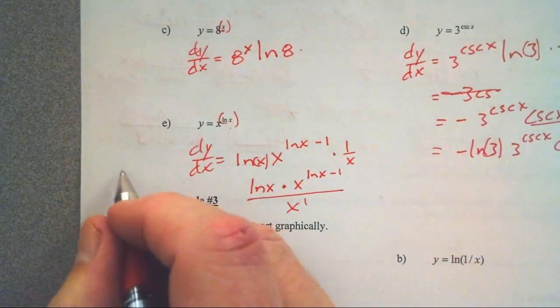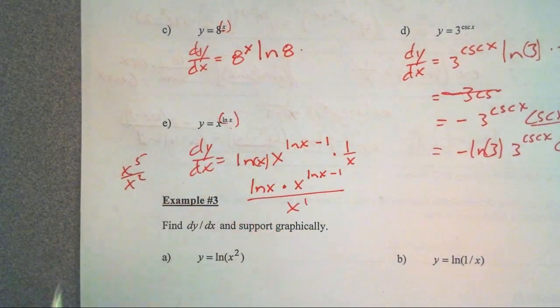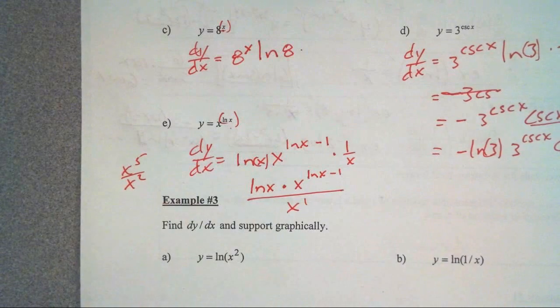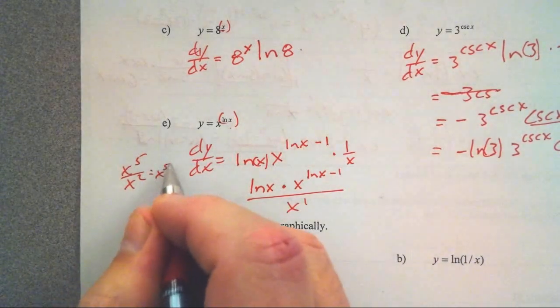If I had x to the 5th on x to the 2nd, we know that we would just turn that into x to the 5 minus 2.